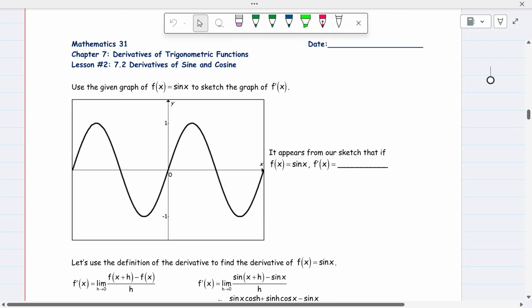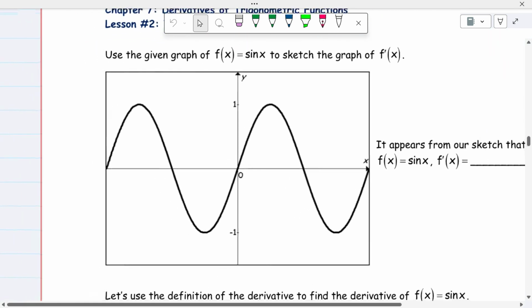All right. So we are going to start derivatives today. We're going to keep it pretty basic. We're going to go over 2 of them today. Okay. So we're going to use our prior knowledge to see if you guys can make a connection if we sketch one of them. Okay. So this one, using the graph of f of x equals sine x. Do you guys agree that that is the sine x graph?